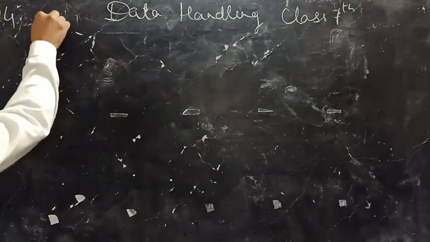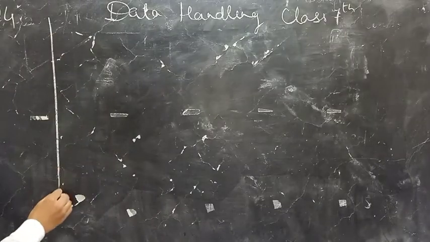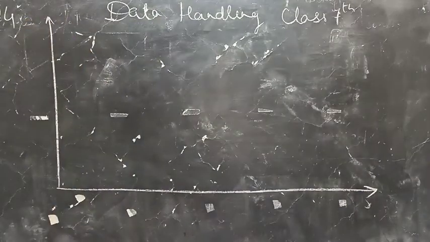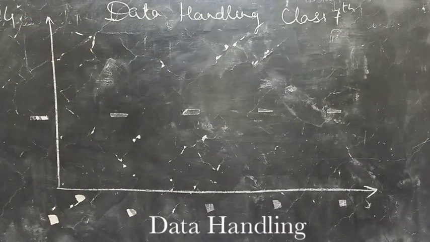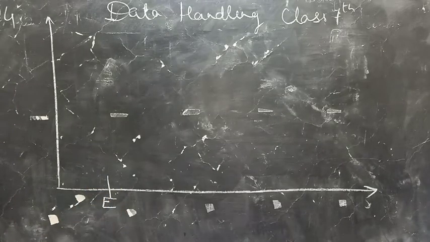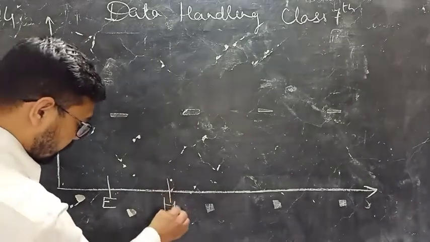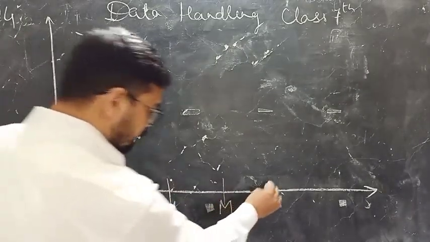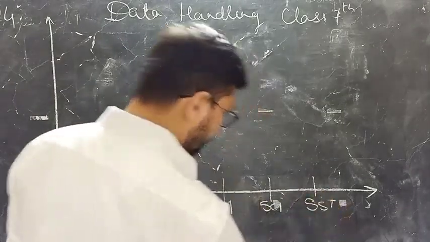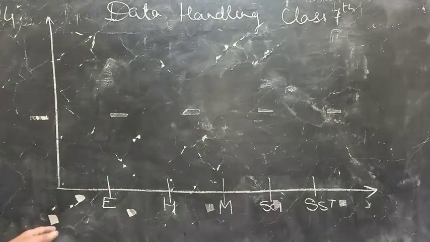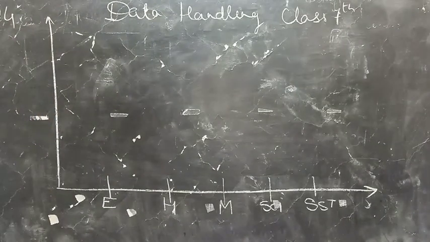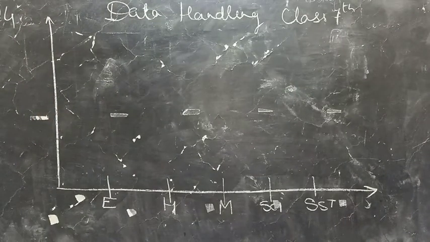Now, this is how you can draw a double bar graph for the given data. Here you have 5 subjects. Let's say this is English. I write E for English, H for Hindi, M for Maths, SCI for Science and SST for Social Science. Okay, students? So the 5 subjects which are given in the question, I have labeled on the x-axis, and on the y-axis I'll start the data from 10.